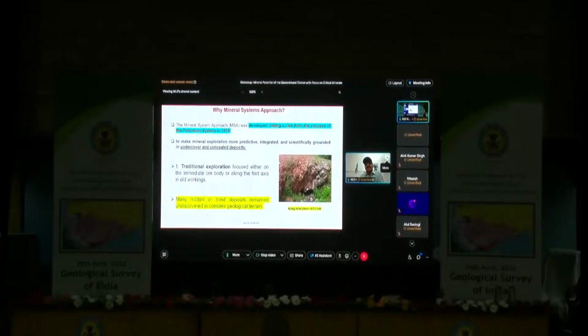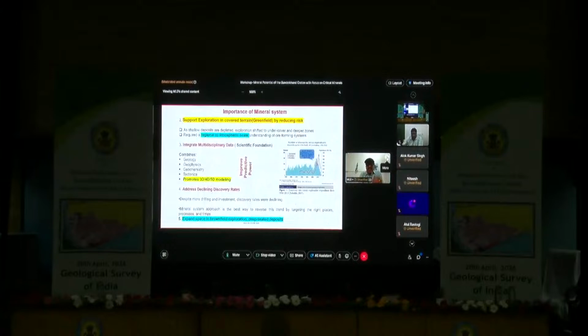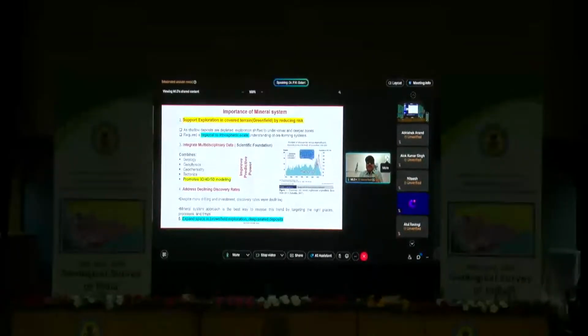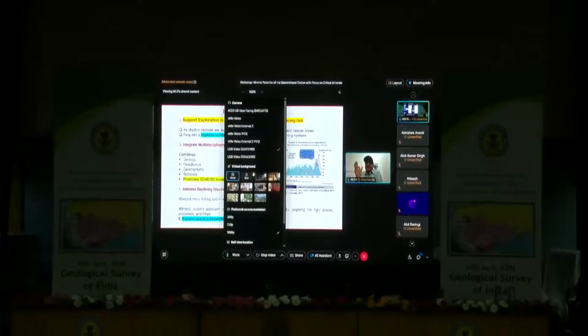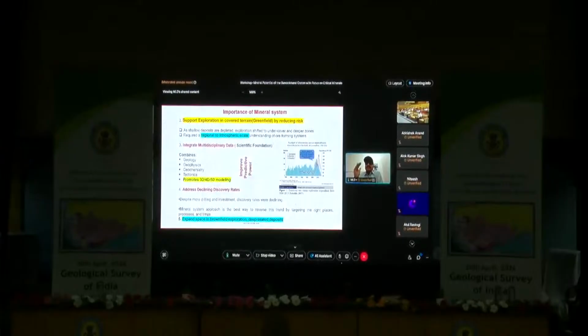But when everything is conceived or agreed to, then comes the question of what type of technology is required to discover the beautiful deposits. Mineral system approaches help in exploration in covered areas, that is in greenfield, and help in understanding deep-seated deposits in brownfield. These are the two ingredients. The mineral system approach follows 2D, 3D, 4D, 5D. I will discuss in a subsequent slide what this 2D, 3D, 4D, and 5D is.